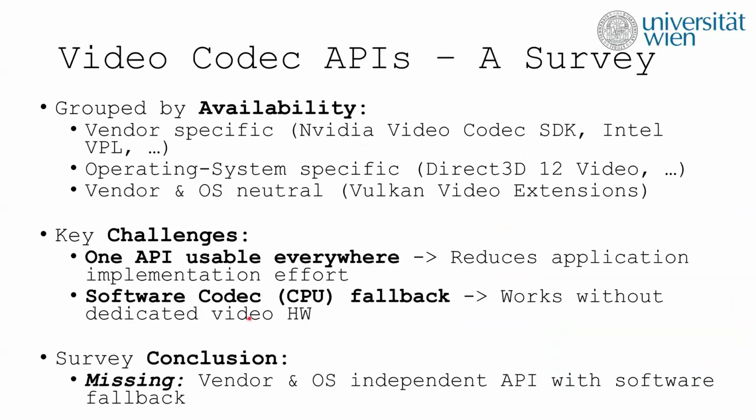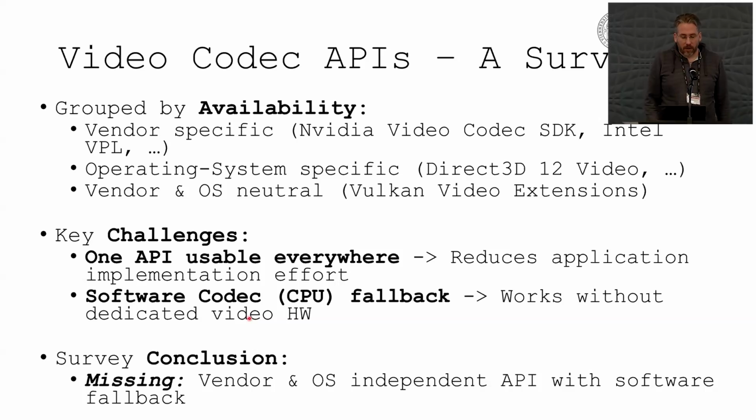So we quickly surveyed what the other options are, and of course you can use other codec APIs. Some have software fallbacks, but there's no other than Vulkan Video which is vendor and operating system independent. There's only the software fallback missing.